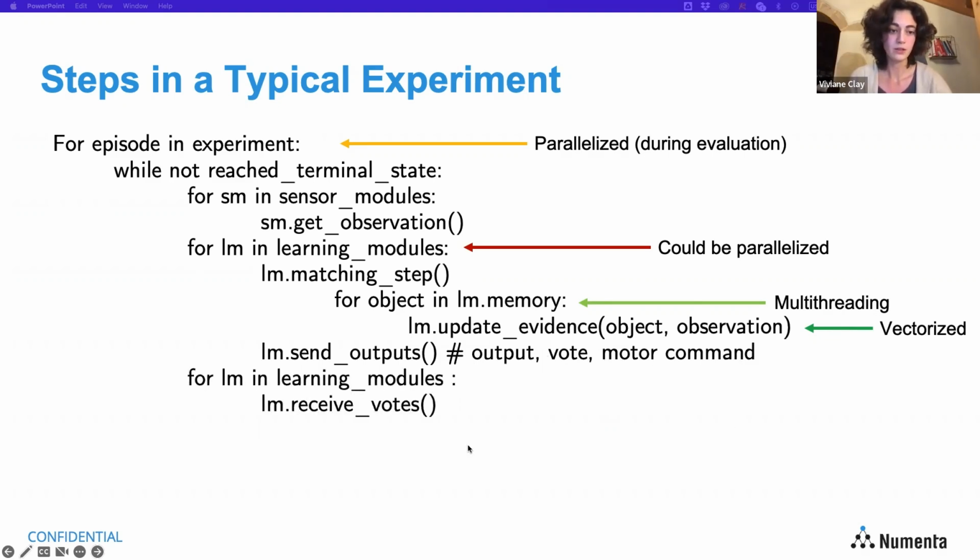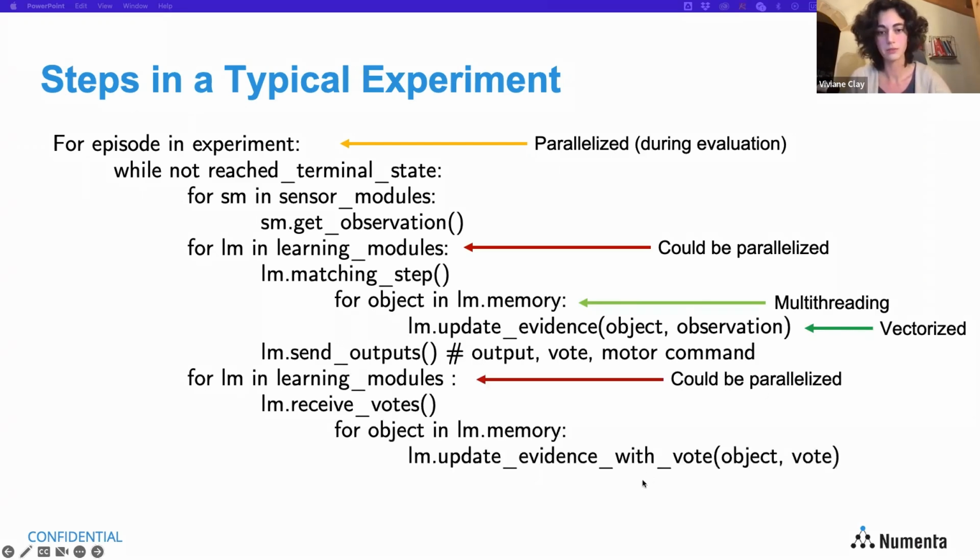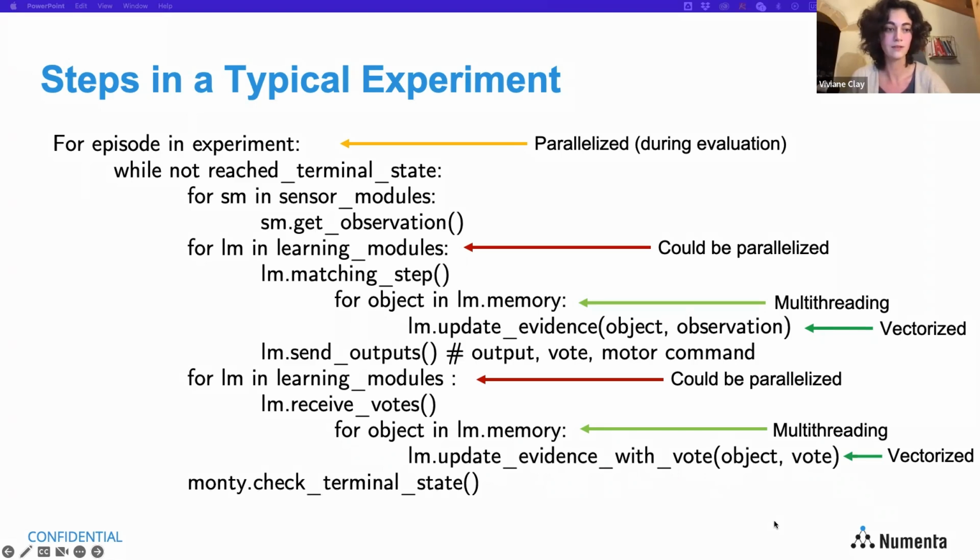Then we loop again over learning modules. Learning modules receive votes, which could again be parallelized, and receiving votes again has to loop over objects and update the evidence using the vote. So here again, for the loop over objects, we use multi-threading, and then the evidence update is vectorized. And then finally, we check whether we reached the terminal condition.